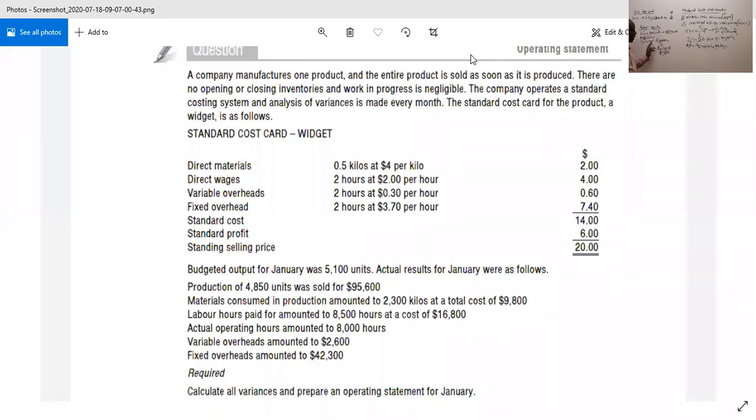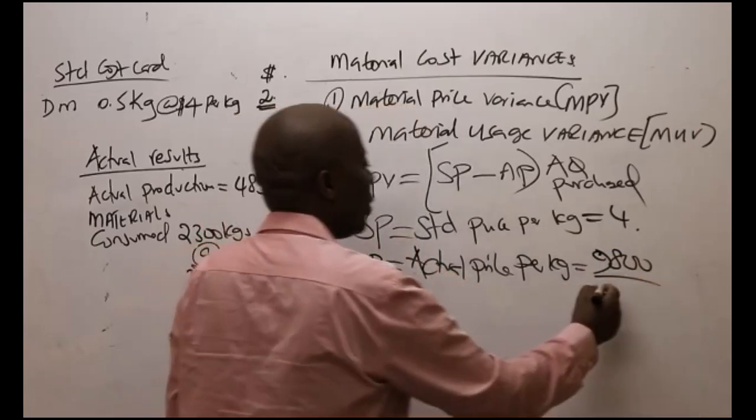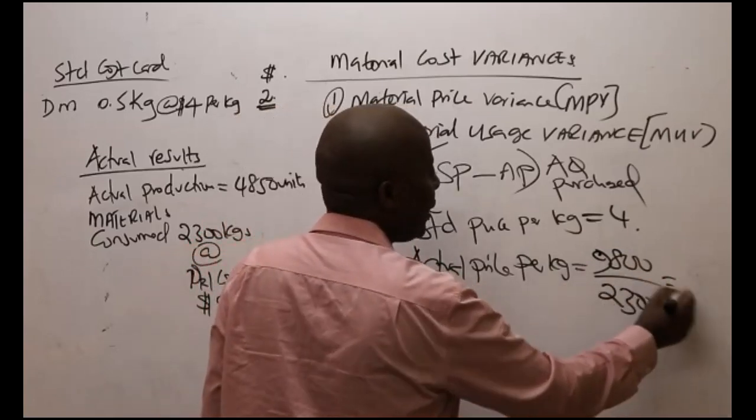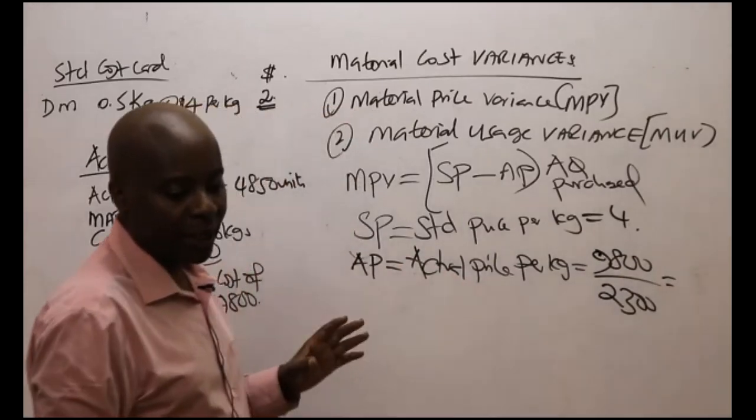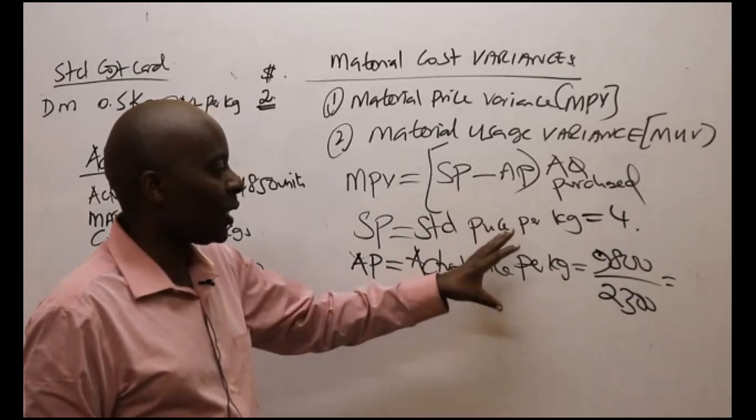So in this case here, the actual materials per kilogram, you can see the total cost here is $9,800 for procuring 2,300 kgs. Therefore, the actual price per kilogram will be $9,800 divided by 2,300. We don't like getting the decimal.